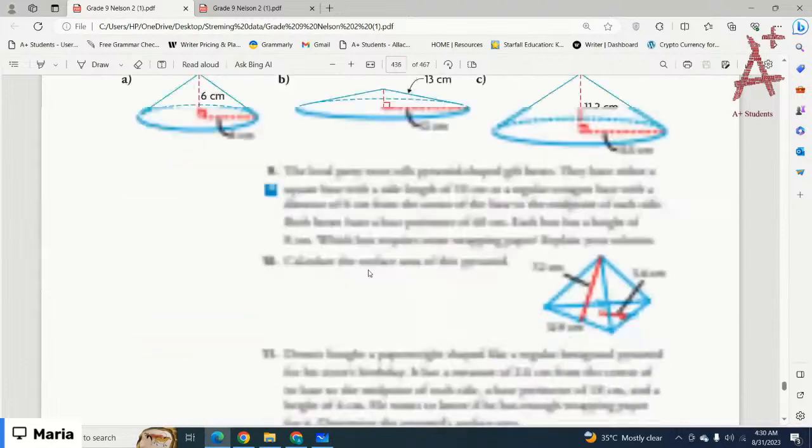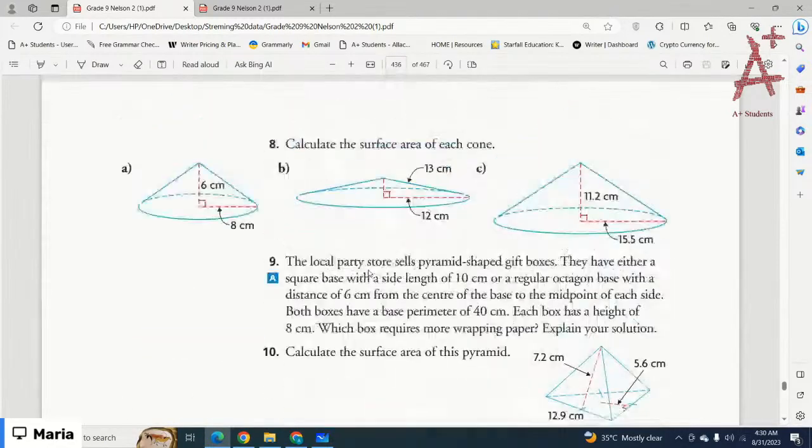Okay, let's just start with question number 8. Calculate the surface area of each cone. You have to calculate the area of the cone. So you have to do the same thing. You have to calculate the area of the circle and the area of the curved surface. Let's start with question number 8a.